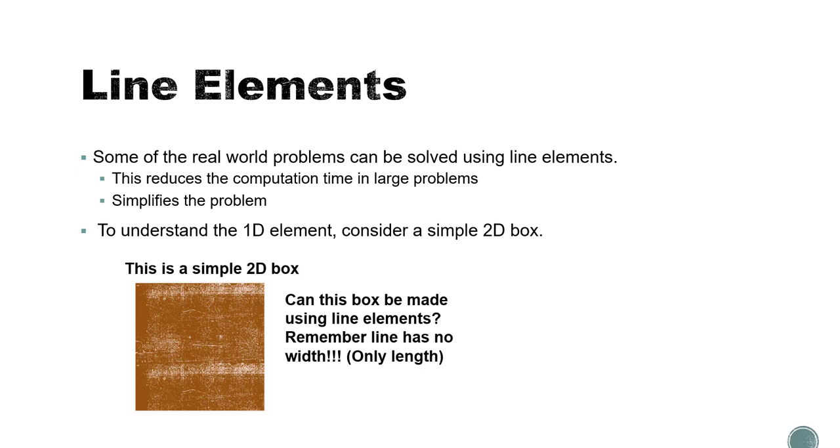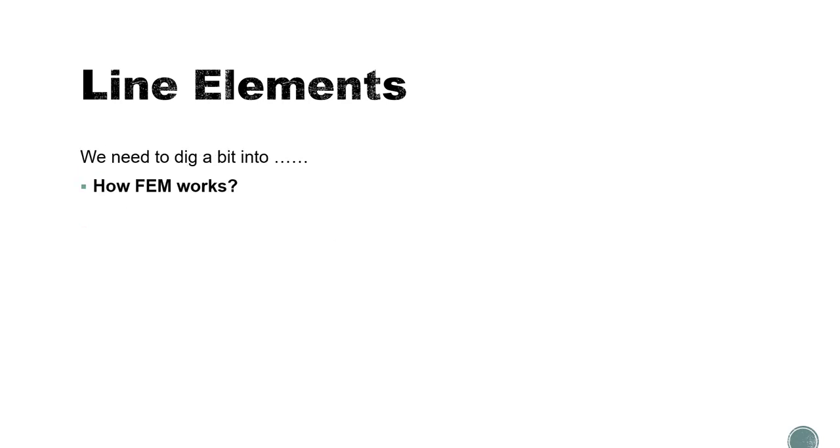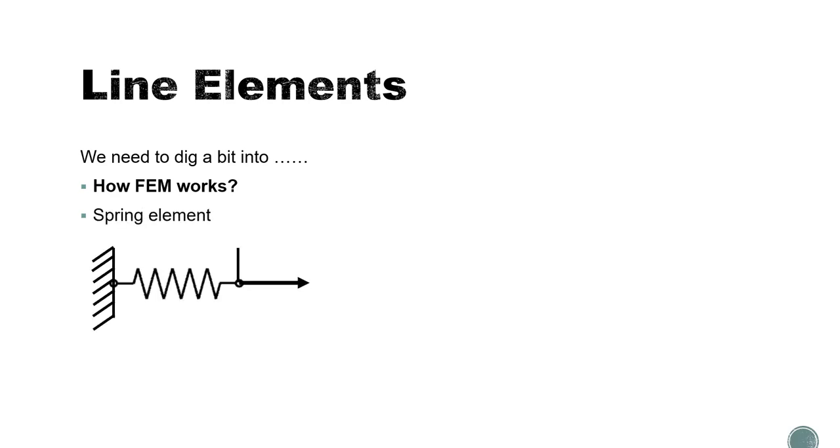The one thing that we need to take care of is that lines do not have any width. They only have length. So to answer this question, we need to dig a bit into how FEA works. Let's look at the example of the spring element. While solving for a spring element, we write the equation for each spring element in terms of F equal to Kx, where K is the stiffness matrix.